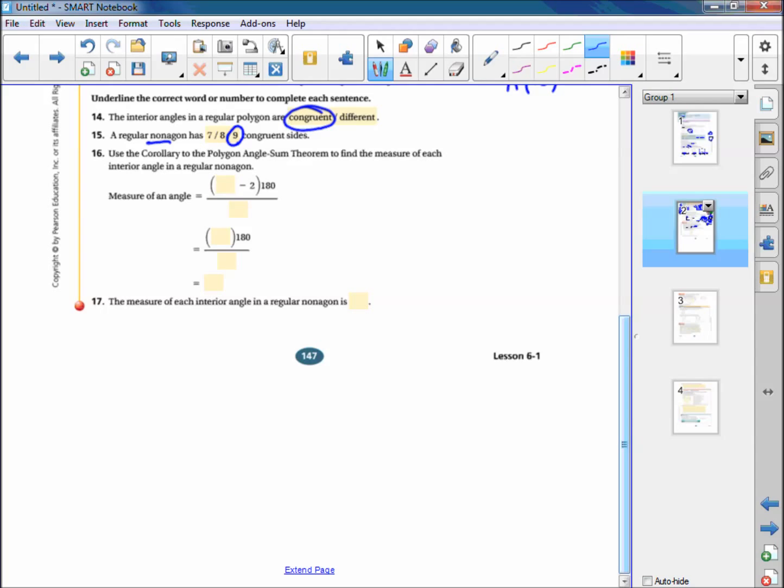Use the corollary to the polygon angle sum theorem to find the measure of each interior angle in a regular nonagon. A regular nonagon has 9 equal sides, so we're going to divide by 9 here. 9 minus 2 gives us 7 on top, and we still have a 9 on the bottom. On the calculator, 7 times 180 divided by 9 gives us 140 for each interior angle. So the measure of the interior angle of a regular nonagon is 140. If I was to try to draw a regular nonagon, which I will not be successful at, each one of these should be 140.